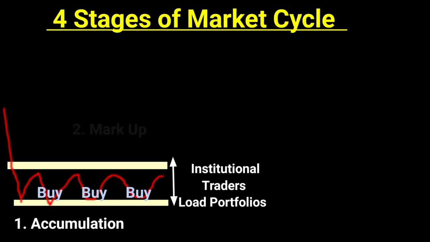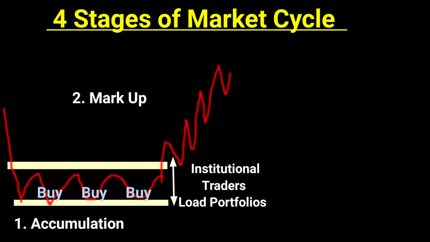So the next phase is the markup phase. This is the phase that occurs immediately after the accumulation phase. After enough accumulation by the big institutional traders, the next stage is a breakout, which is called the markup stage. This is the stage where price will move up at a very high speed because bulls are in control, and the price is going higher and higher, making higher highs and higher lows.